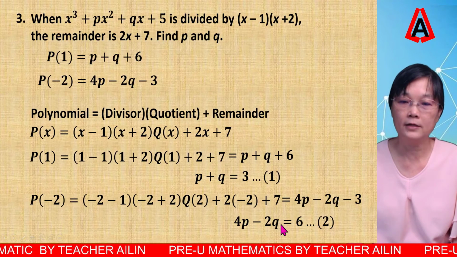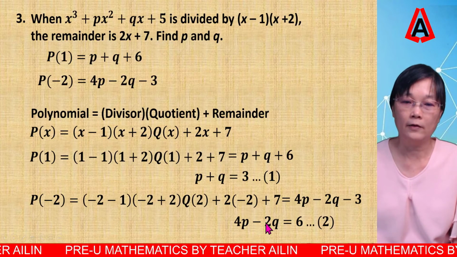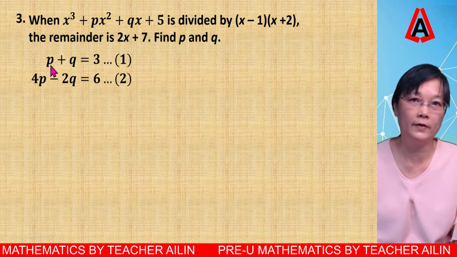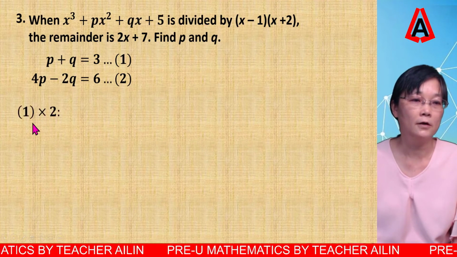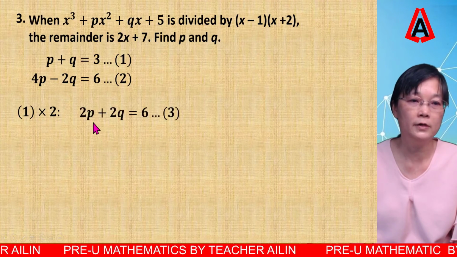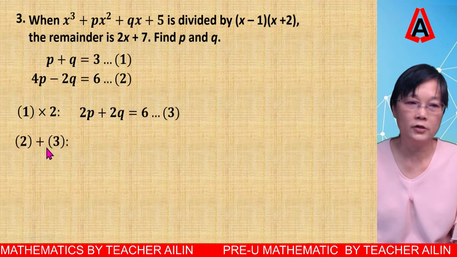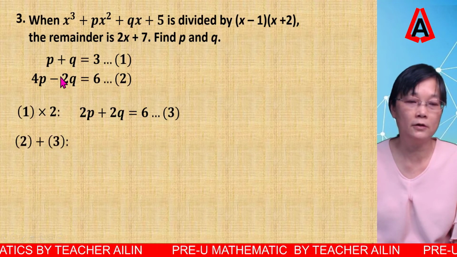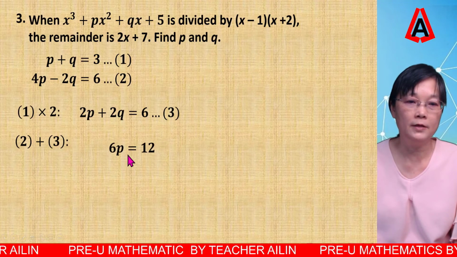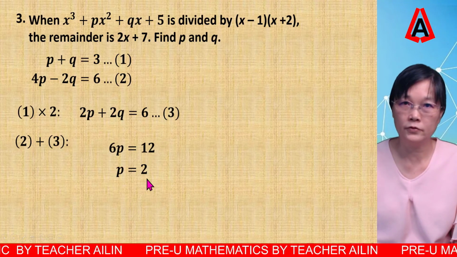From this calculation, now I got two linear equations. Now I'm going to do the simultaneous equations in order to get the value of p and q. First, I multiply the first equation by 2. Then, I use the second equation plus the third equation in order to eliminate the q term. Then I get 4p equals 12. From here, p is equal to 2.